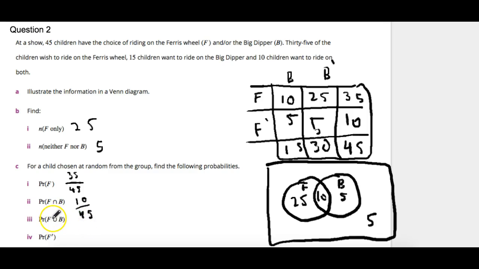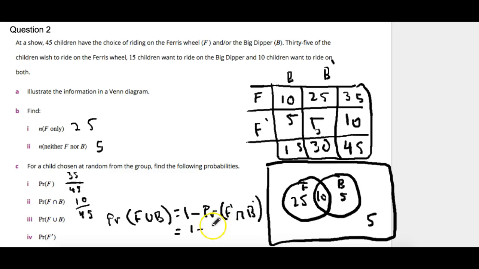Okay, so this one is the probability of F or B. So the probability of F or B, okay, we didn't really cover that before. So I might just write it over here. Probability of F or B is equal to what you don't want. So 1 minus the probability of not F and not B. So we have 1 minus the probability of 5 over 45, which gives you 40 over 45.